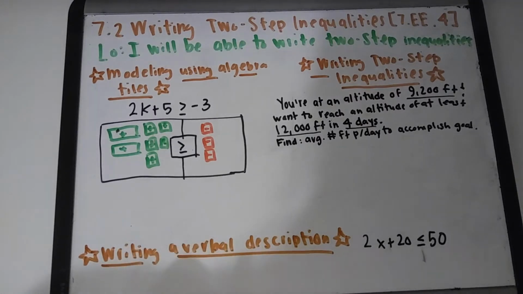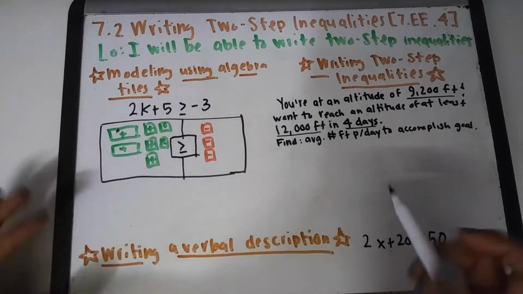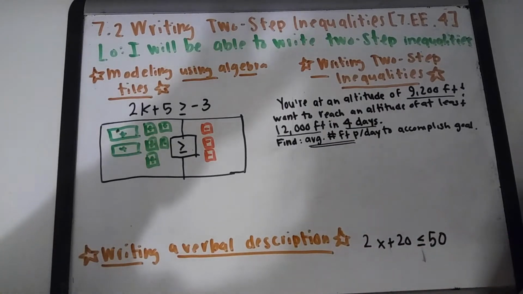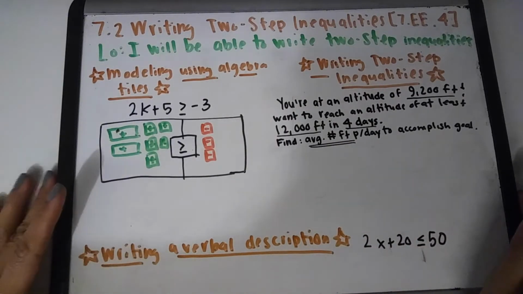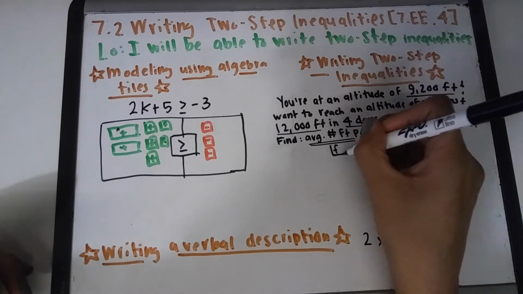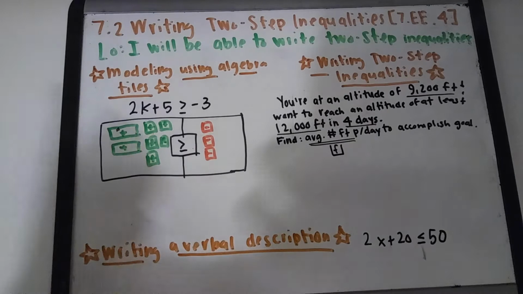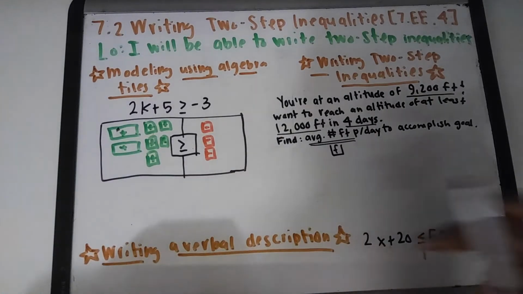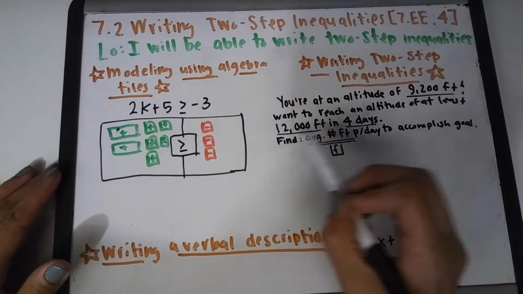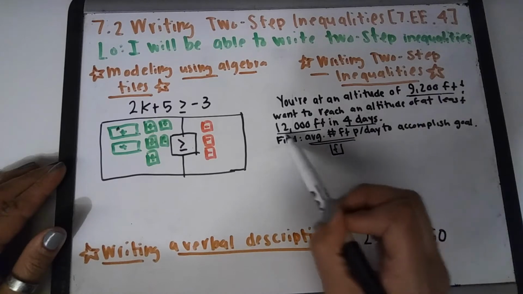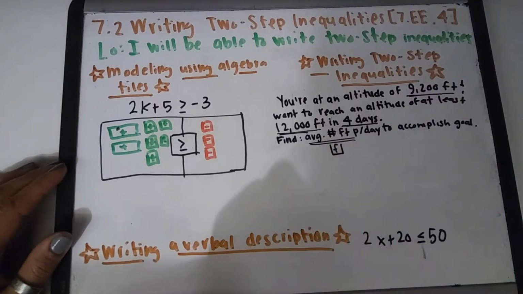Okay, so the first step that we're going to do is we're going to identify what you are trying to find. So what is it that I'm trying to find? I'm trying to find the average number of feet. Okay, so I'm going to assign a variable for that. So I'm going to just call that f. It can be x, y, whatever variable you would like to call that. And then the second step is I already did, but we're going to underline important information or highlight it. Okay, so I know that I'm starting here. I know that I want to get here, and this is how many days I have to accomplish that goal.